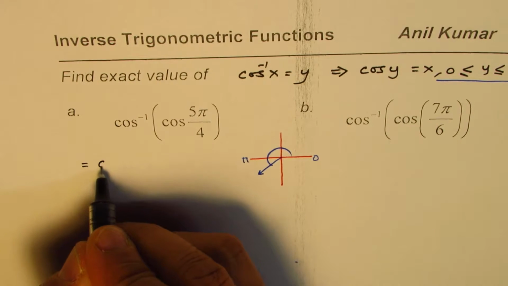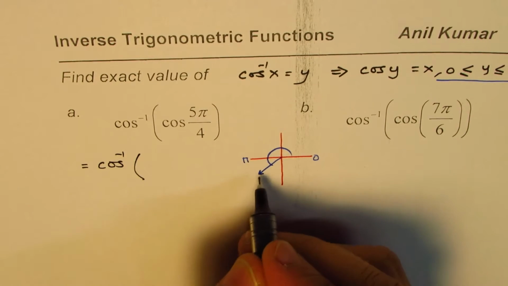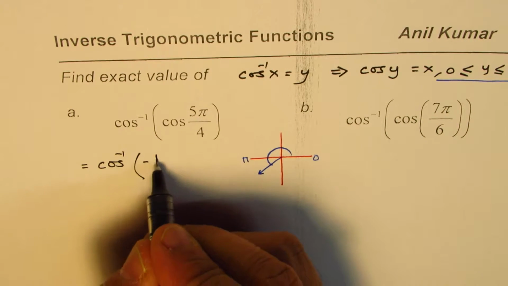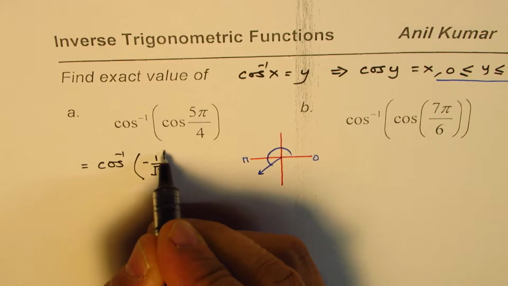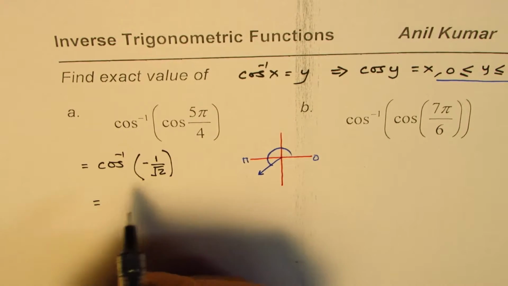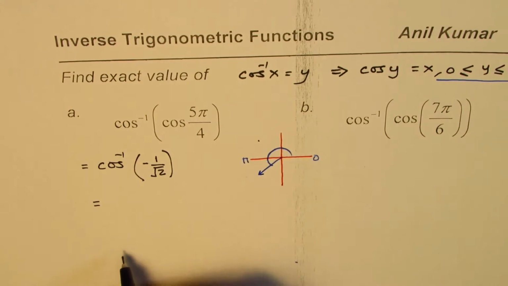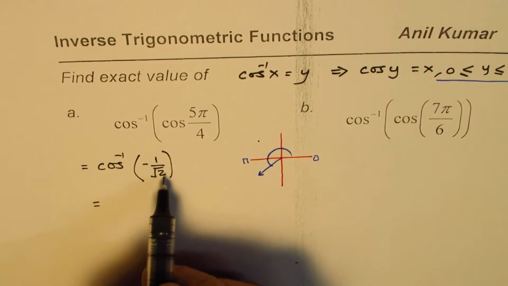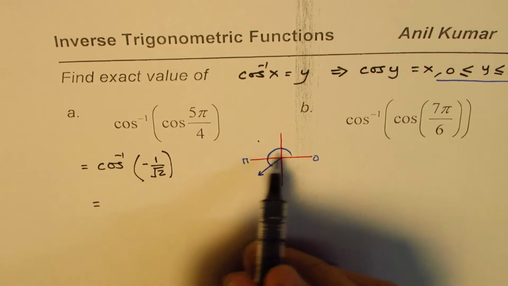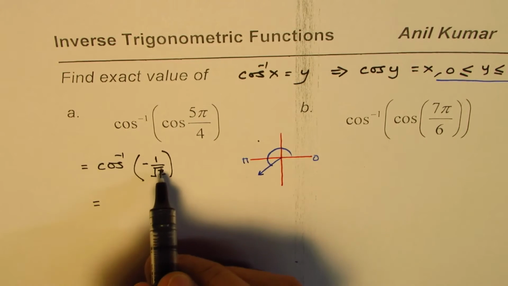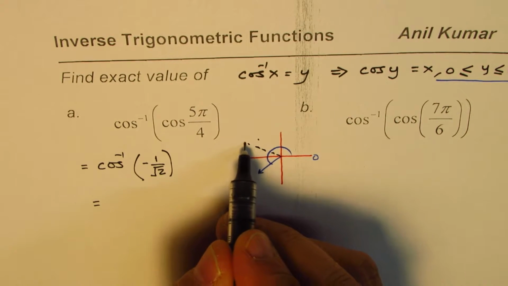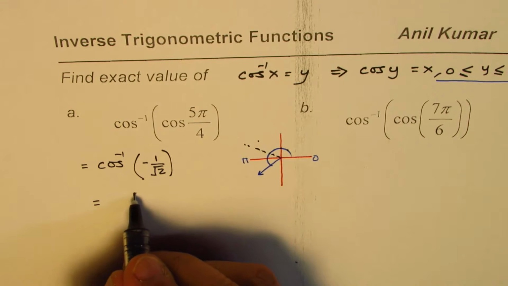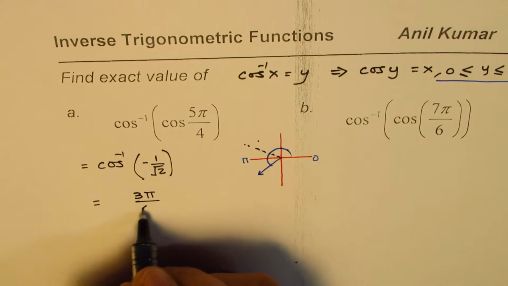I could write this as cos inverse of, in this quadrant cosine is negative, pi by 4, that means negative 1 over square root 2. Now cos is also negative in quadrant 2. Now since the domain of cos inverse x is between 0 to pi, the value which suffices this answer will be this, which is 1 pi by 4, 2 pi by 4, 3 pi by 4. So what we get here is 3 pi by 4, right?